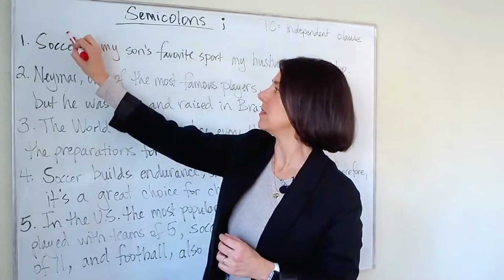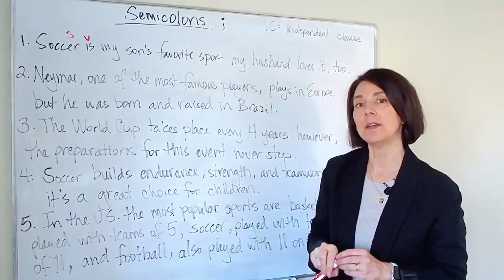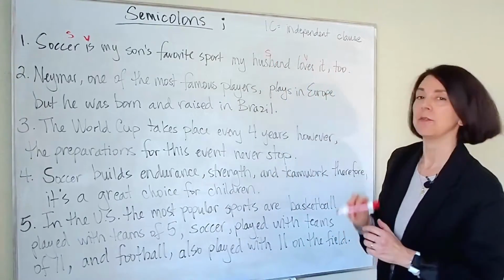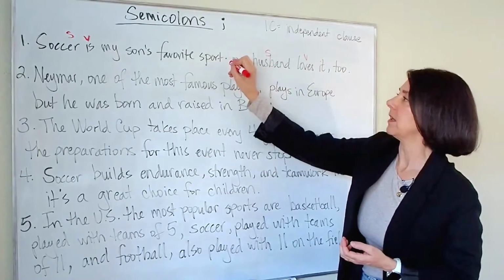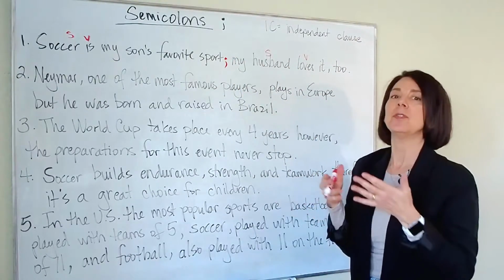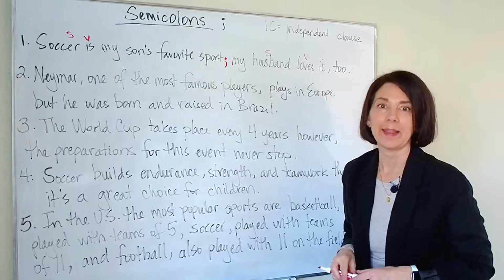And if we look here, we can see that this is an independent clause. It has a subject and a verb, and the second one also has a subject and verb. They are closely related ideas, and so we can use a semicolon there. We could also use a comma and the word "and."